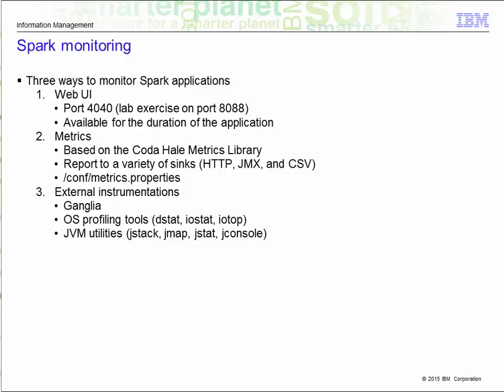There are three ways to monitor Spark applications. The first way is the web UI. The default port is 4040. The port in the lab environment is 8088. The information on this UI is available for the duration of the application.